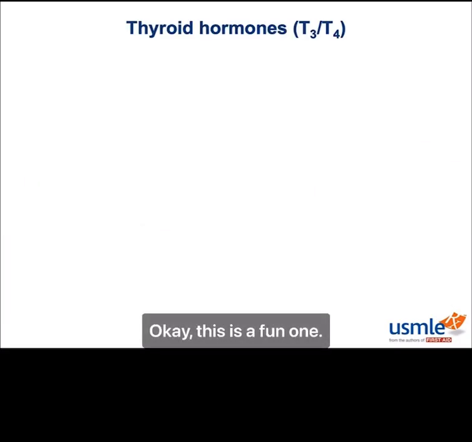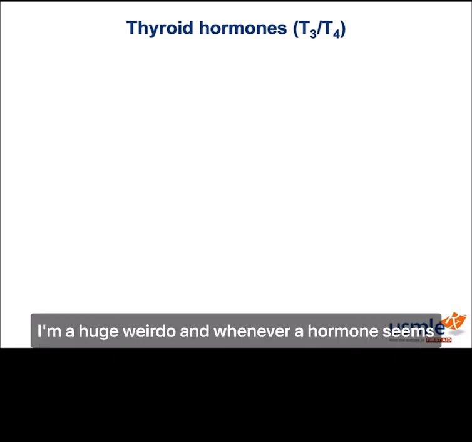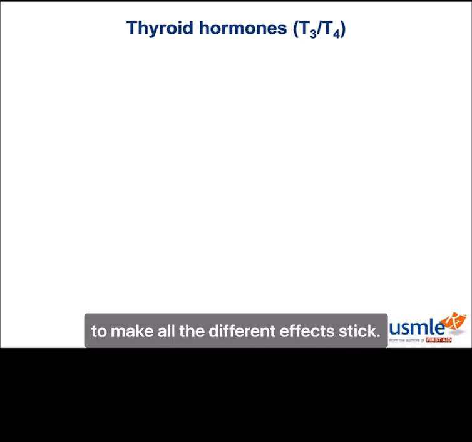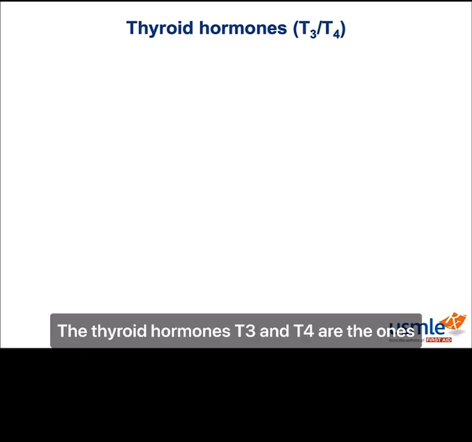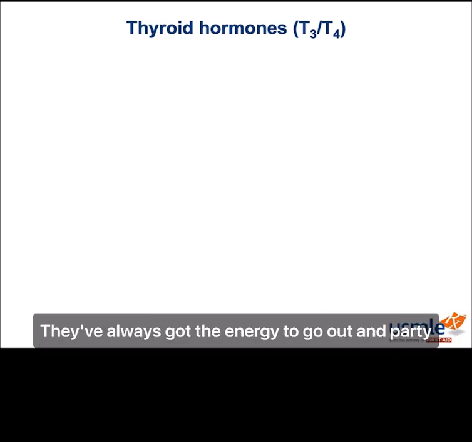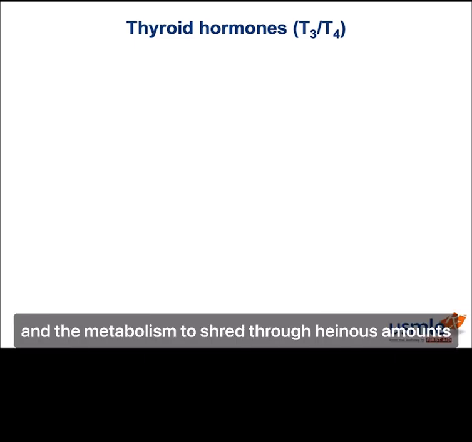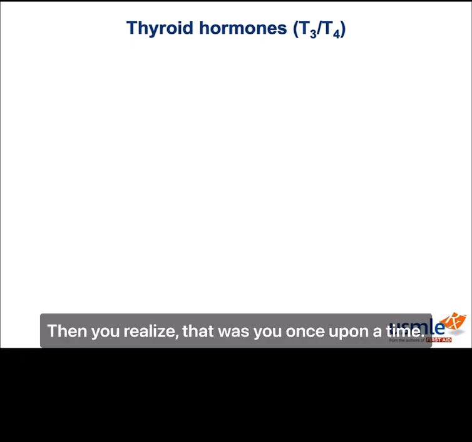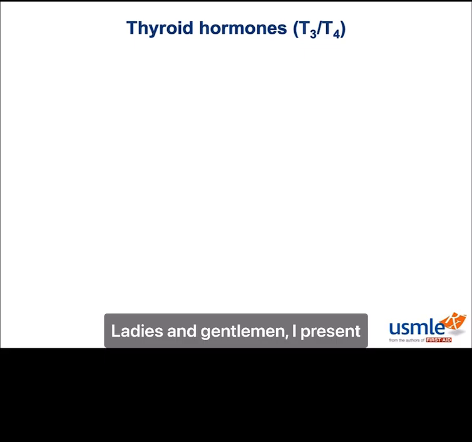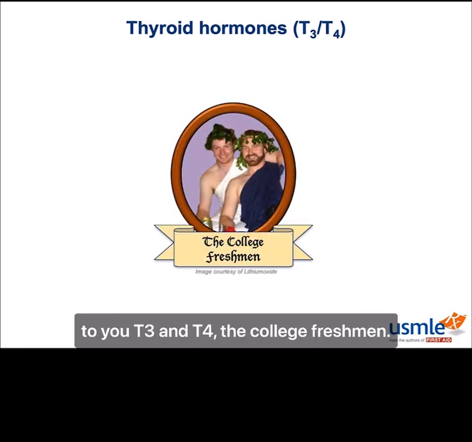Okay, this is a fun one. If you hadn't already realized, I'm a huge weirdo, and whenever a hormone seems to act on multiple body systems, I give it a personality to make all the different effects stick. The thyroid hormones T3 and T4 are the ones everyone wants to be. They've always got the energy to go out and party, and the metabolism to shred through heinous amounts of beer and nachos they consume on a regular basis. Then you realize, that was you once upon a time. Ladies and gentlemen, I present to you T3 and T4, the college freshmen.